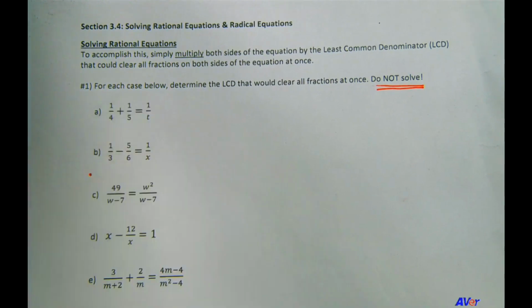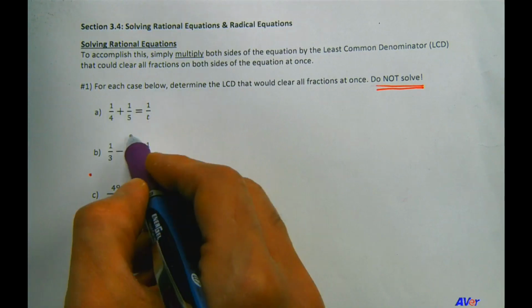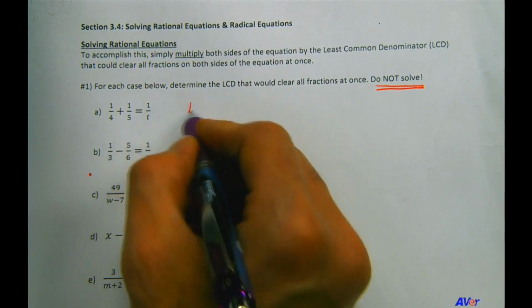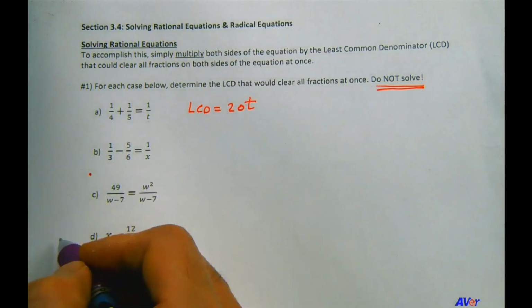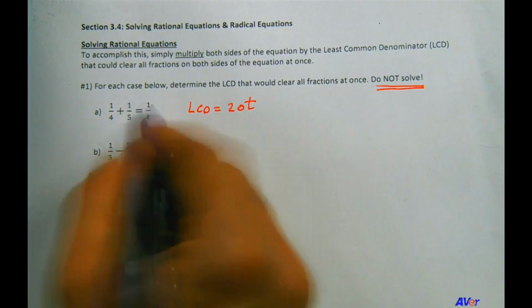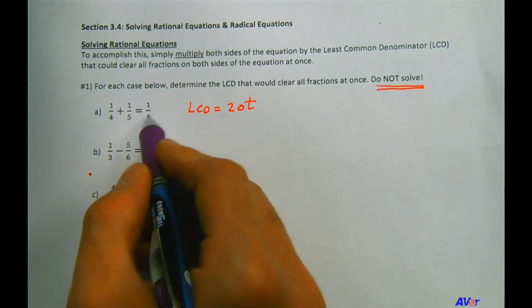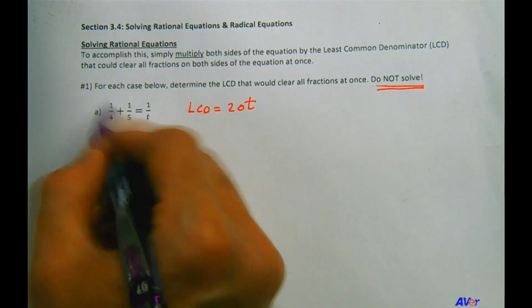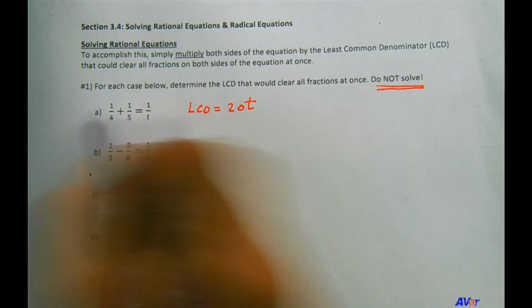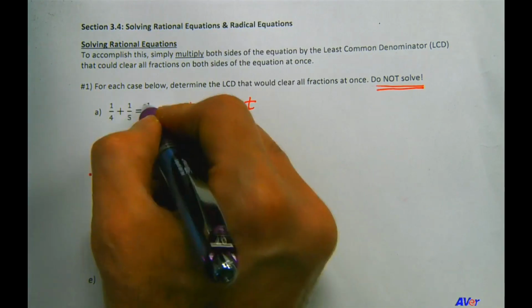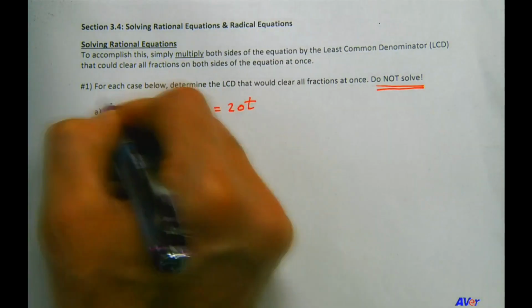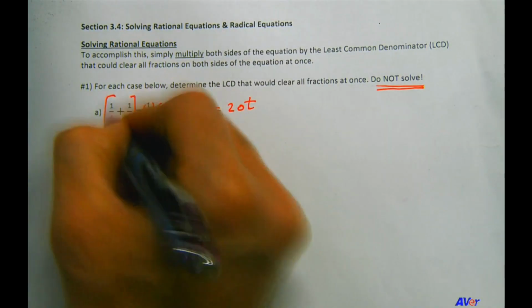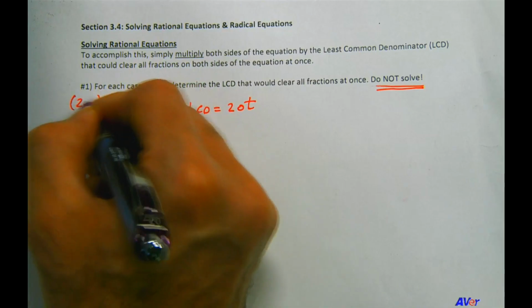So to clear all three fractions at once, the LCD would be 20t. So the right side must be multiplied by 20t. The left-hand side must be multiplied by 20t. So this would be the right approach, times 20t and all of that times 20t.